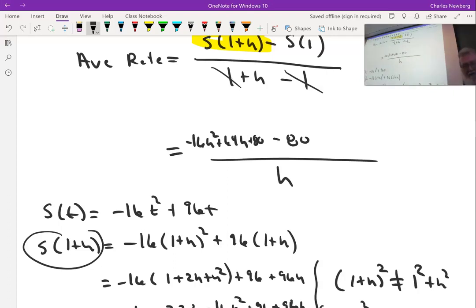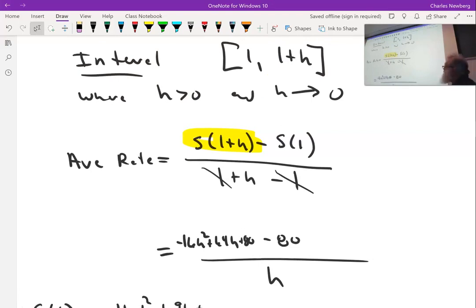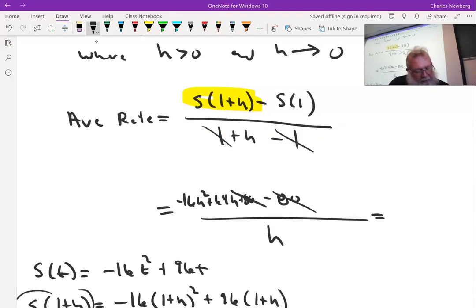So what I did there was I took the average rate of change formula and I replaced the 1 in there with 1 plus h. I figured out what that was using the function. I found s of 1, and now we're going to do some simplifying. Anybody see anything that will cancel? 80s. The 80s cancel. And then after that, do you see anything else? Is everything divisible by h? Yeah, it is, right? So this gets nice. So let's divide everything by h. So we end up with minus 16h plus what?